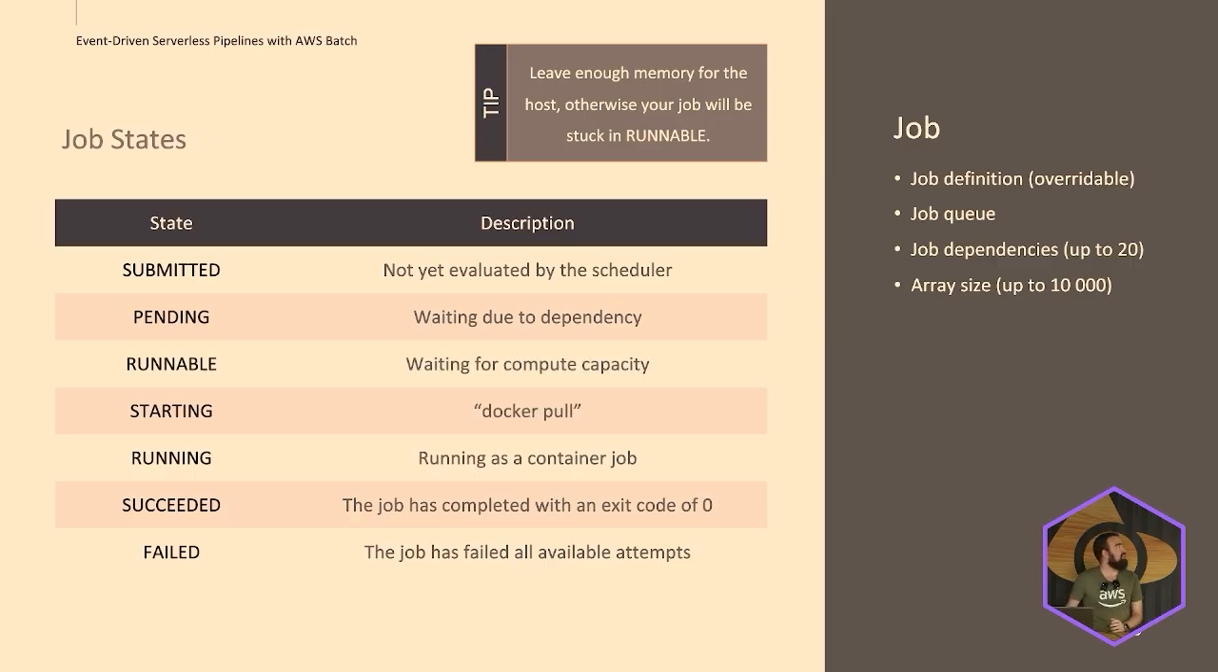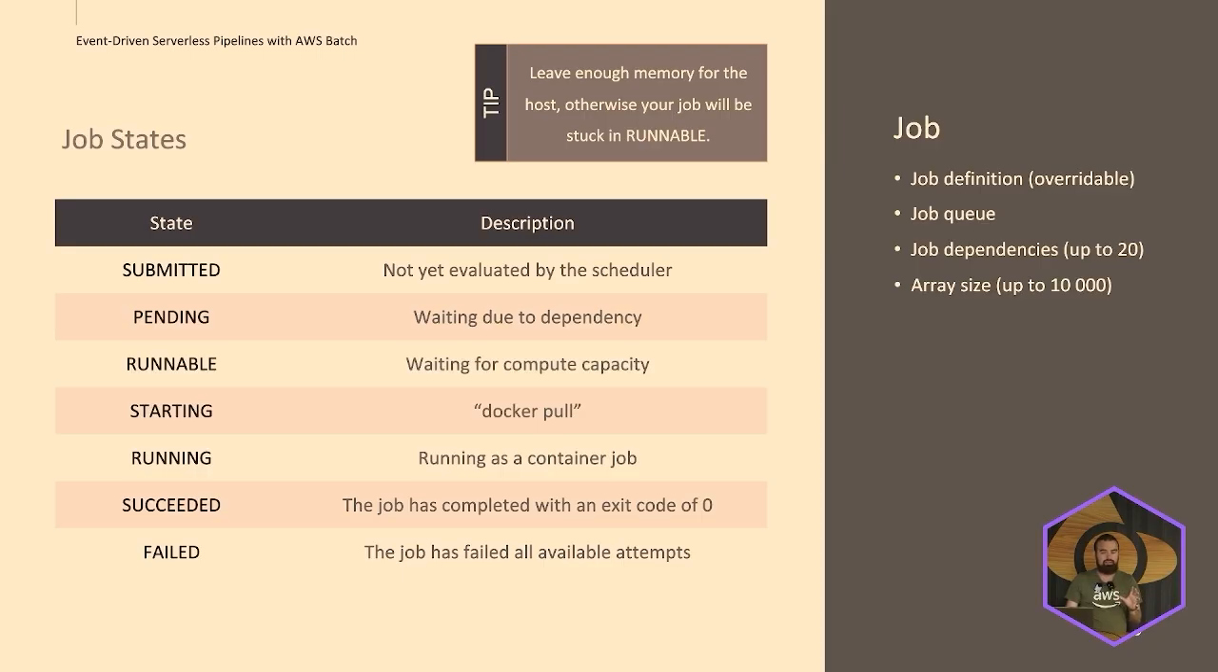But something important here is to look at the job states. So if you think about something that's processing, there's a few essential states that it can be in at any given time. The first state is submitted, which means that Batch hasn't yet looked at it. It's just sitting there and Batch will pick it up soon. The next state is pending, where it's waiting due to a dependency, and we'll get to dependent jobs a bit later as well.